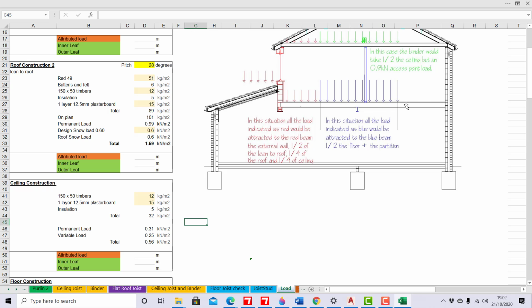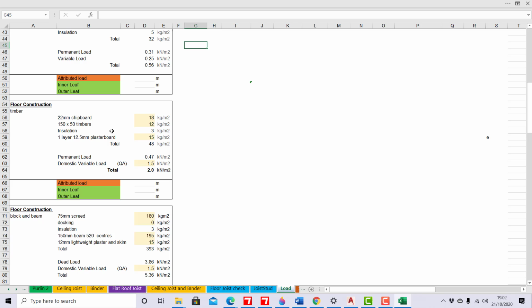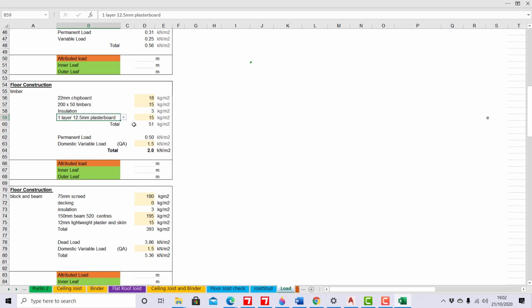Now we move down to the floor. Floor timber, 22mm chipboard. We could have 18mm chipboard, but we won't. It's a proper job, this. And it's likely to be 250 timbers. Insulation, there'll be a bit of insulation in there for sound insulation. And in this case, there's only 1 layer of plasterboard, but if it was a fire-resistant ceiling, there could be 2 layers of plasterboard in there. And there's the loading for that.